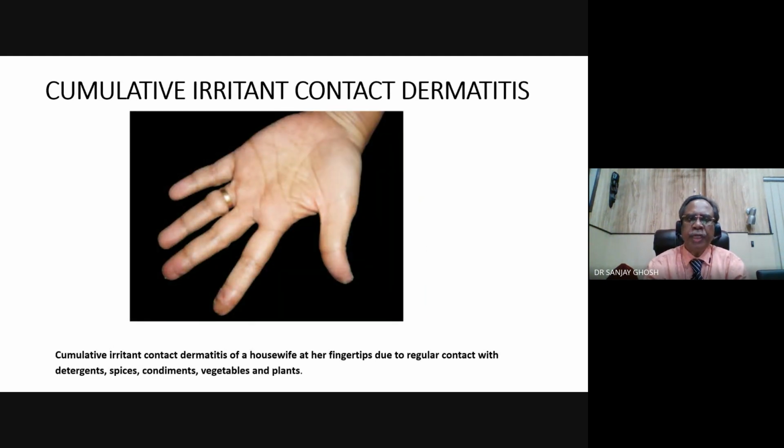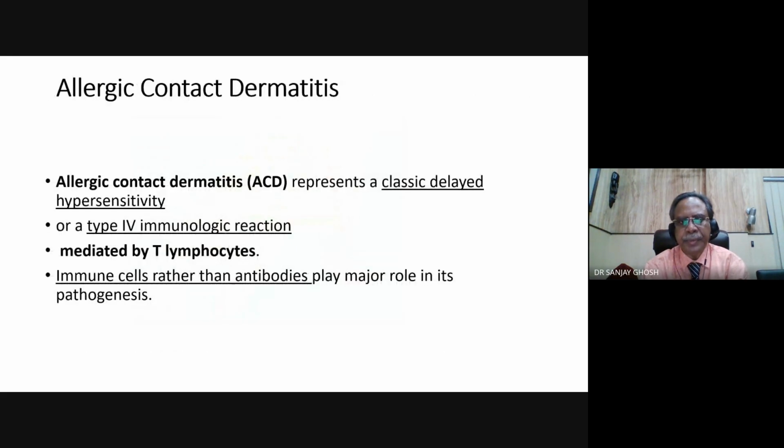This is cumulative irritant. This is very common in our housewives. Not housewives, I should say homemakers nowadays. The tips of the fingers are affected from detergents, spices, condiments, etc. So we now know fingertip dermatitis is very common.